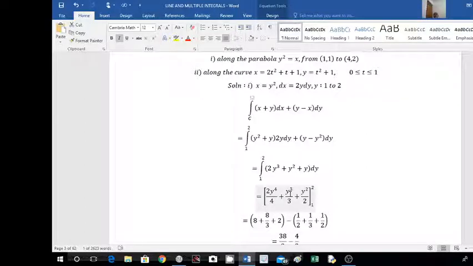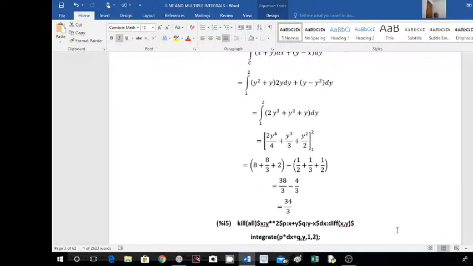Plus, here y equal to 2, I am substituting here. 2 cube is 8 by 3, plus here y equal to 2, 2 square is 4 by 2. Okay, minus the lower limit. Put y is equal to 1 here. If you put y equal to 1 here, you will get 2 by 4 means 1 by 2, plus this is our 1 by 3, plus this is our 1 by 2. And simplifying, we get the first term is equal to 38 by 3 minus the second term is equal to 4 by 3. So the final answer is 34 by 3.